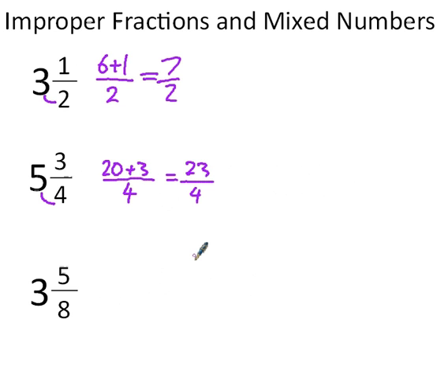Okay, and the last one is 3 times 8, which is 24, plus 5 over 8, which equals 29 over 8.